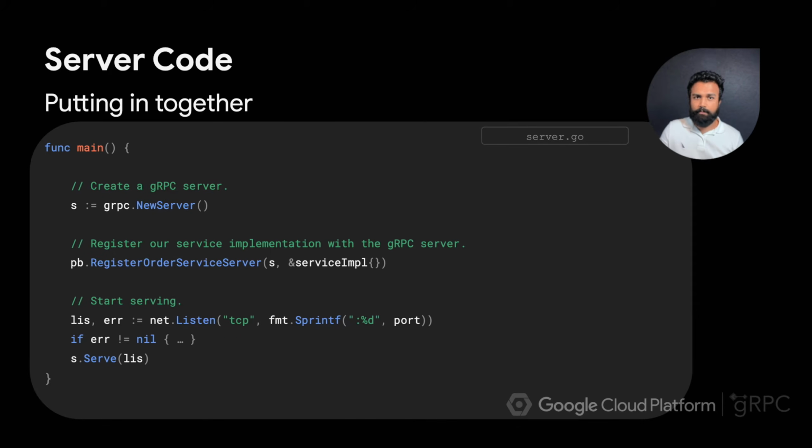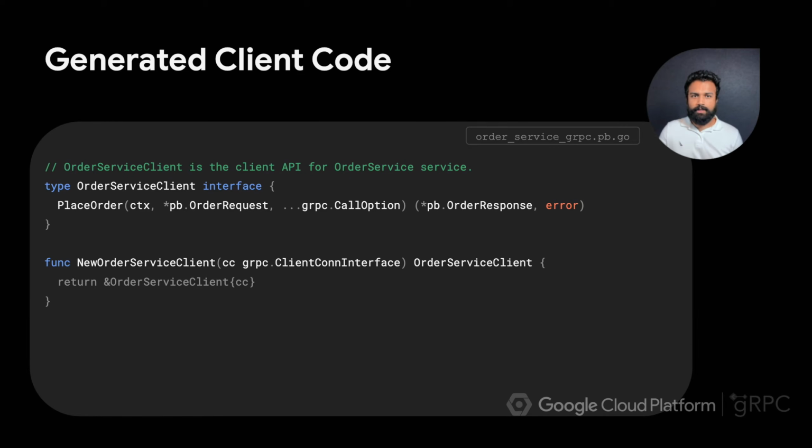Once we have the service implementation ready, we have to create a gRPC server instance, register our service with the gRPC server, and start serving. The generated language bindings on the client side define an interface that's similar to the one on the server side. It contains methods matching those defined in the service. The implementation for this service is also provided by the generated code, and we refer to this implementation as the client stub, which takes care of converting calls from the client application into RPCs.